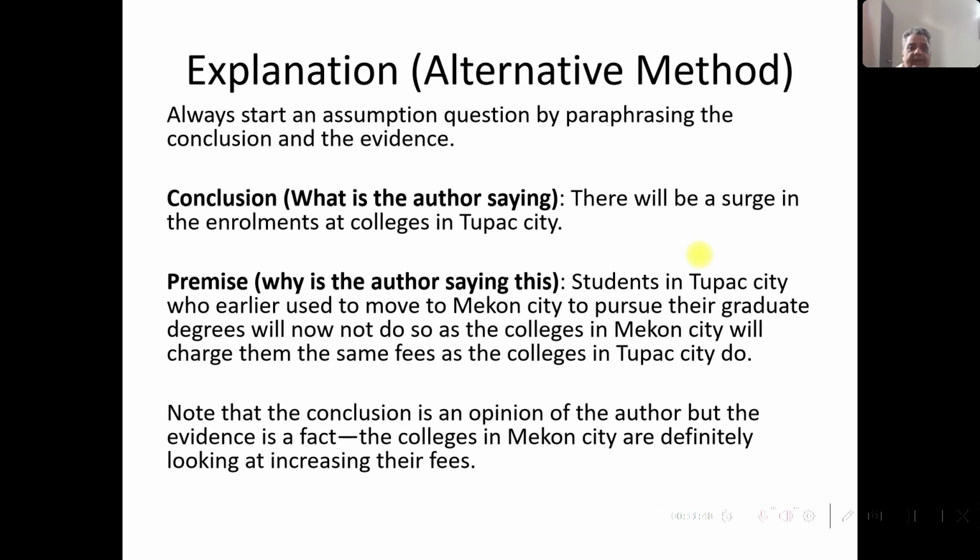It says, always start an assumption question by paraphrasing the conclusion and the evidence. Conclusion: there will be a surge in the enrollments at colleges in Tupac City. Premise: students in Tupac City who earlier used to move to Mekong City to pursue their graduate degrees will now not do so, as the colleges in Mekong City will charge them the same fees as the colleges in Tupac City do. Note that the conclusion is an opinion of the author, but the evidence is a fact. The colleges in Mekong City are definitely looking at increasing their fees.